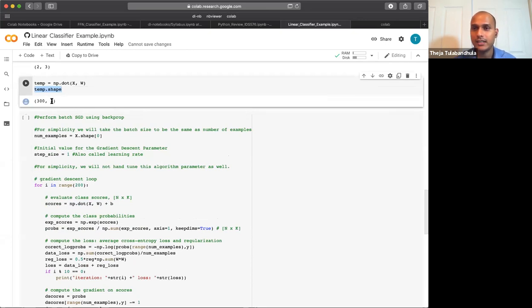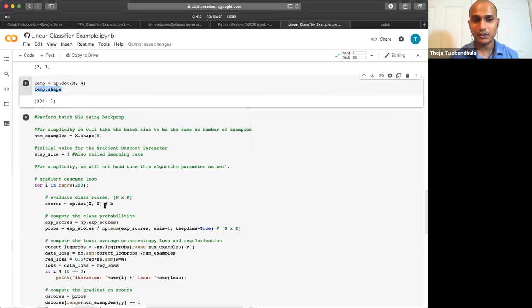So why is this 300 cross 3? Remember, we had 300 observations, and for each observation, we want the 3 scores. Whether it's dog, fox, cat, or here, one of the colors, 0, 1, and 2 are the 3 classes. For each observation, these are the 3 scores.